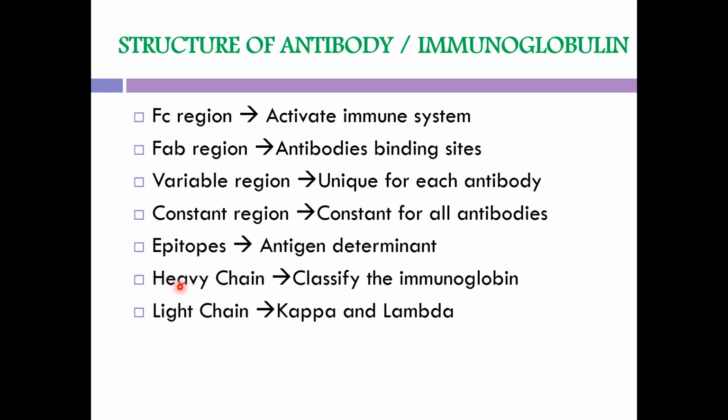Immunoglobulins also have heavy chains and light chains. The heavy chain classifies the immunoglobulin, or we can say the heavy chain forms the isotypes of immunoglobulins. Light chains are kappa and lambda. They are the two types of light chain. Each immunoglobulin has any one of them.